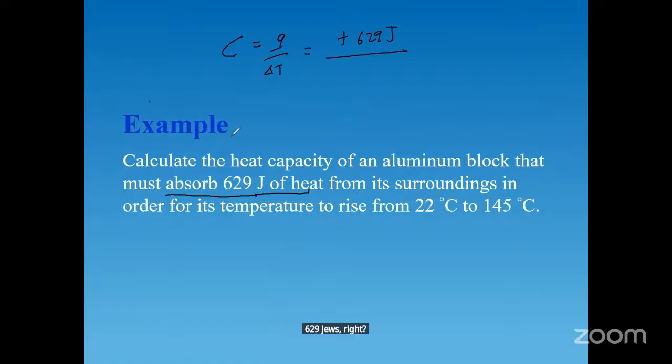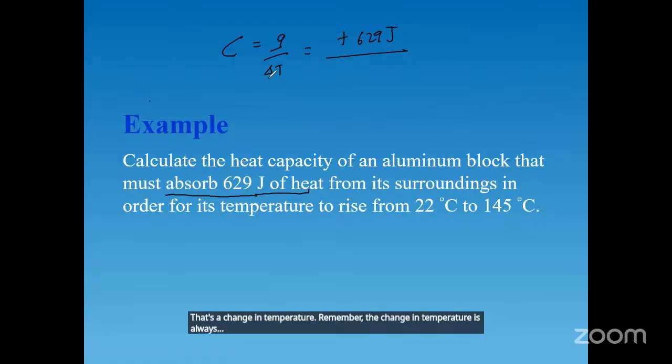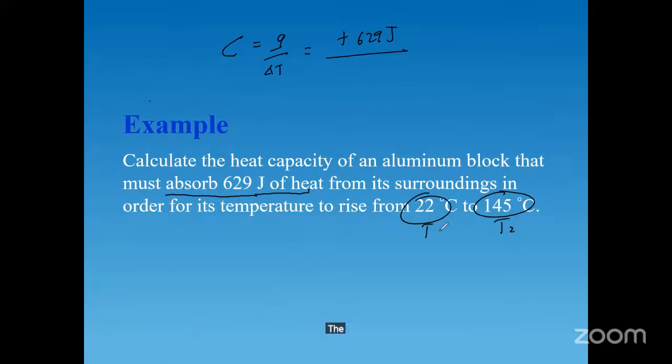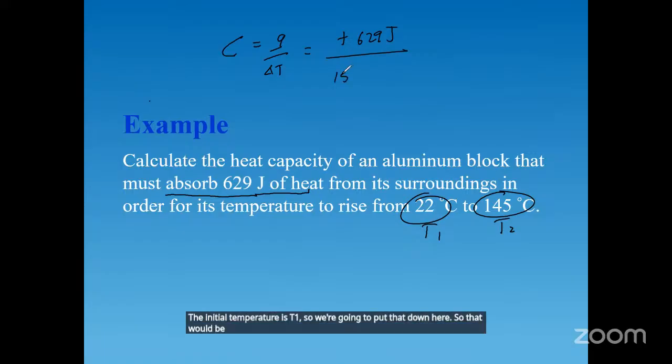And then for delta T, that's a change in temperature. Remember, the change in temperature is always final minus initial, right? So the final temperature is 145, that's T2. The initial temperature is T1. So we're going to put that down here. So that would be 145 degrees Celsius minus 22 degrees Celsius.